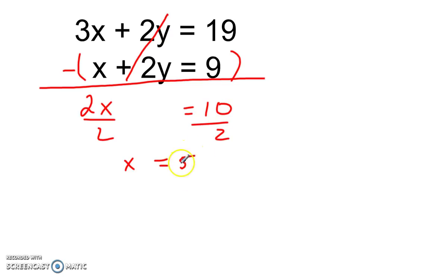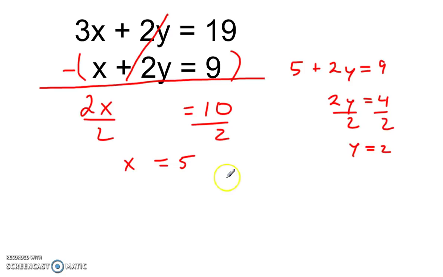Once I've found x, now I'm going to plug that back into one of these. I plug it into the easier one, so 5 plus 2y is equal to 9. Subtract 5 on each side, and 2y is equal to 4. Divide by 2, and y is equal to 2. So my answer is 5 and 2, the solution to this system of equations.